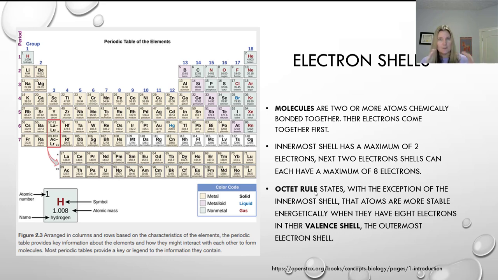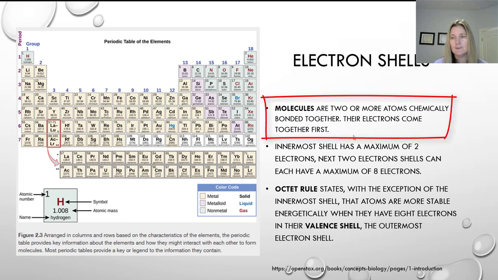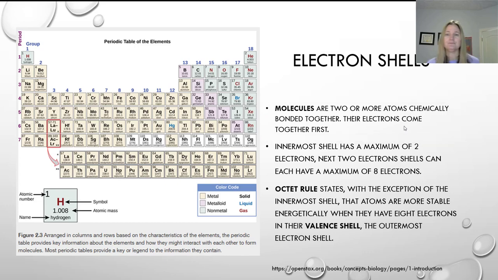So the number of electrons that occupy the outermost shell is going to determine how likely that particular atom is going to want to bond with another to fill its outermost shell. So a molecule is 2 or more atoms chemically bonded together. So first their electrons are going to come together. Now if we go back to this periodic table, we'll look over here at group number 1.